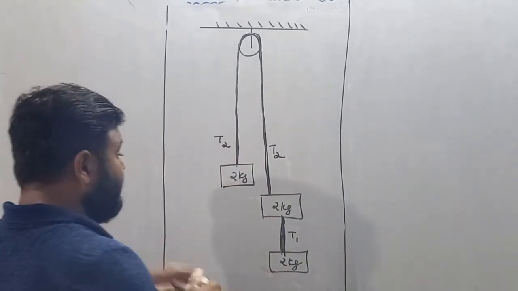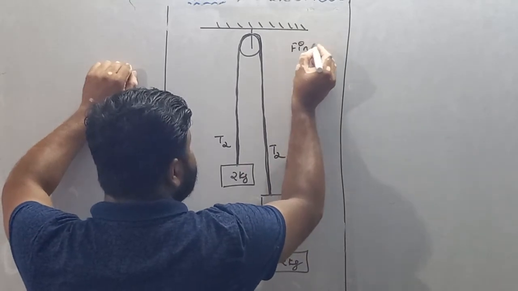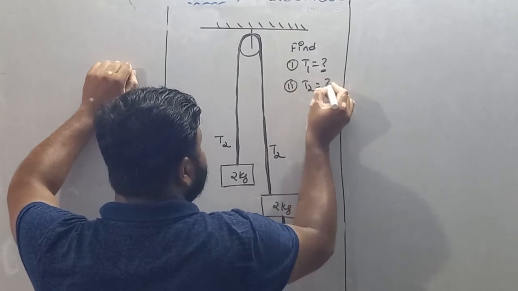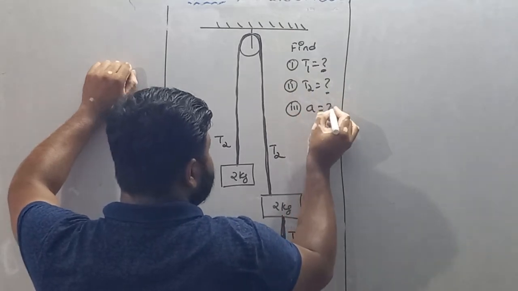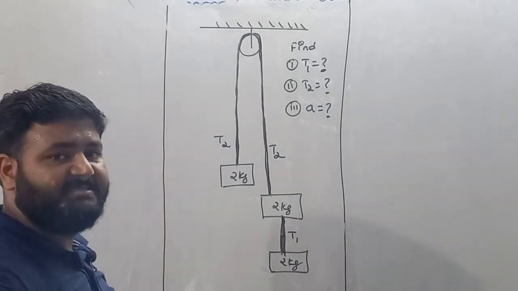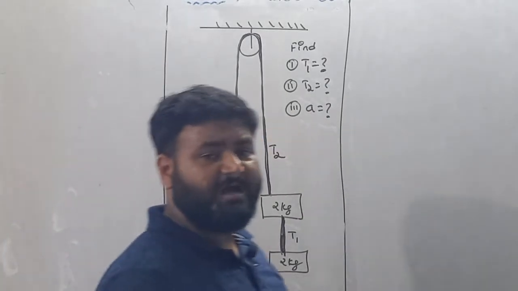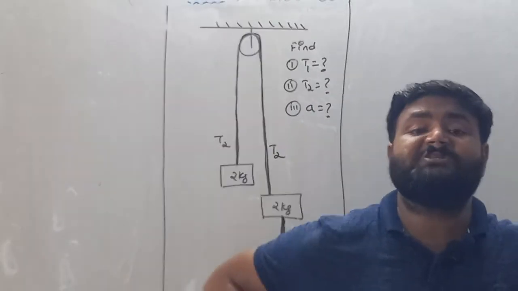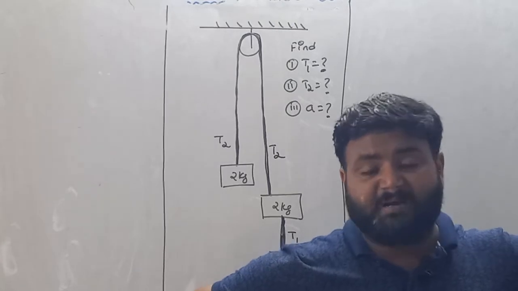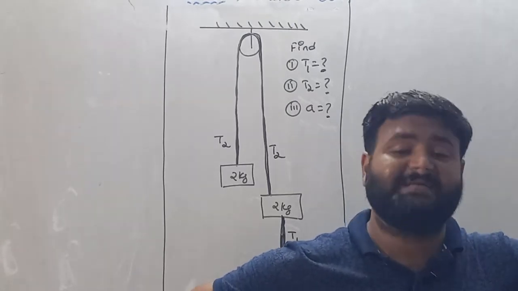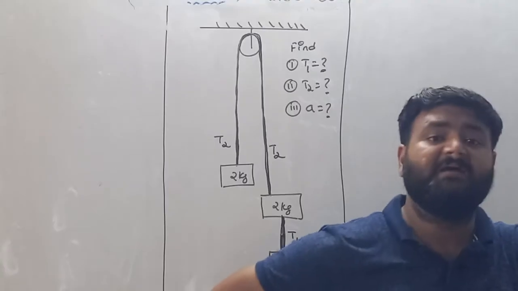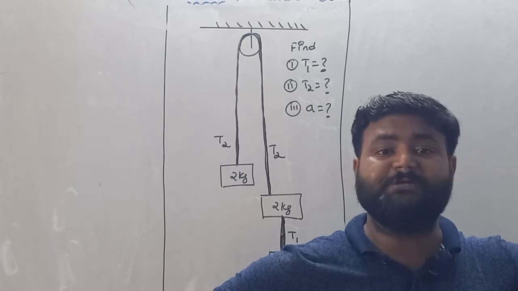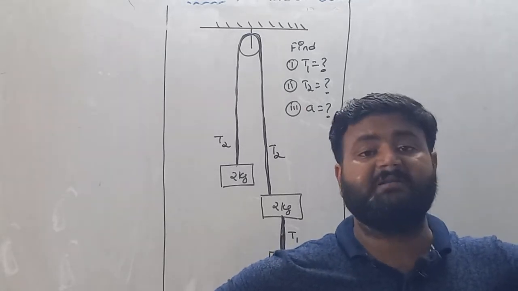Now see, my dear student, you have to find, in the question they are saying, first part T1, second part T2 and third part acceleration. See, finding acceleration is easy. For finding acceleration you have to apply a formula, but in this situation, my dear student, the formula of tension is not applicable. Remember this thing: if multiple ropes are present in a single system, then you cannot apply the formula of tension.